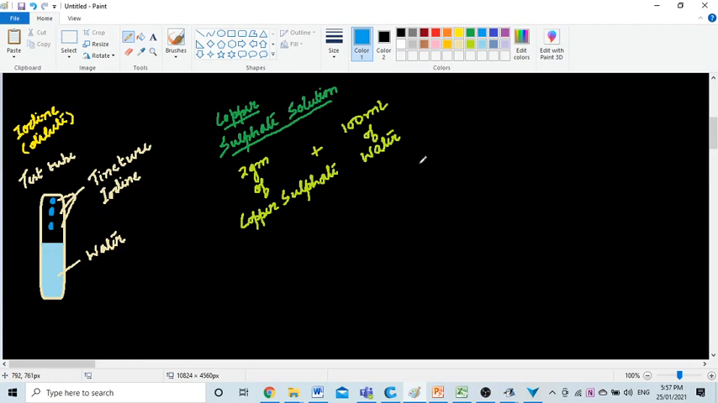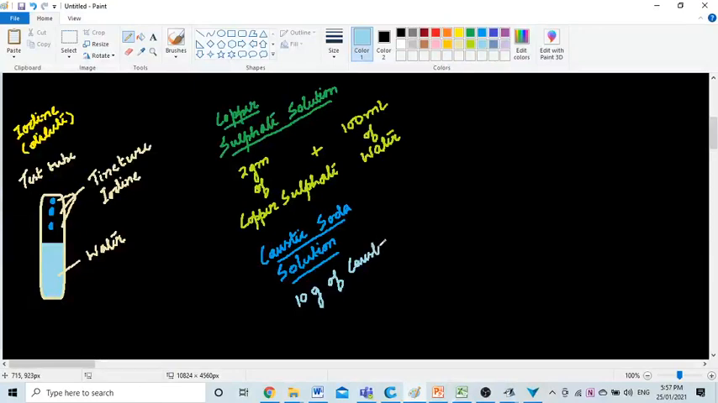Next is the caustic soda solution. Just take 10 gram of caustic soda, right, and dissolve it in 100 milliliter of water, and you will get the caustic soda solution. So this is how you need to prepare the solutions which are required for testing the given food item.